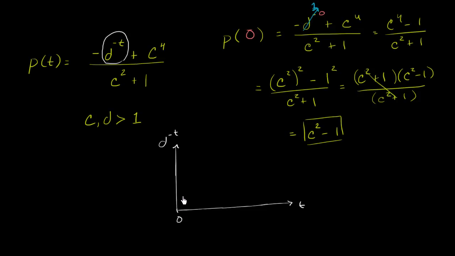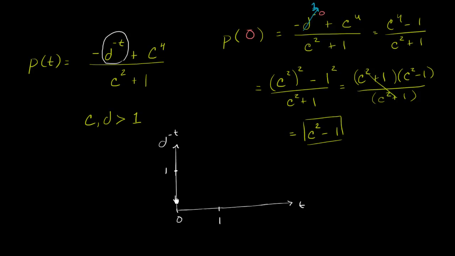When t is equal to 0, this is going to be equal to 1. We've already seen that. Now what happens as t increases? Say t increases to 1. Well, now this is going to be d to the negative 1, which is the same thing as 1 over d. And we don't know the exact value for d, but we know since d is greater than 1, 1 over d is going to be less than 1.